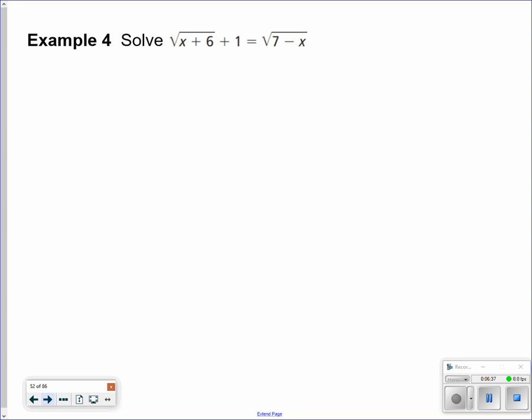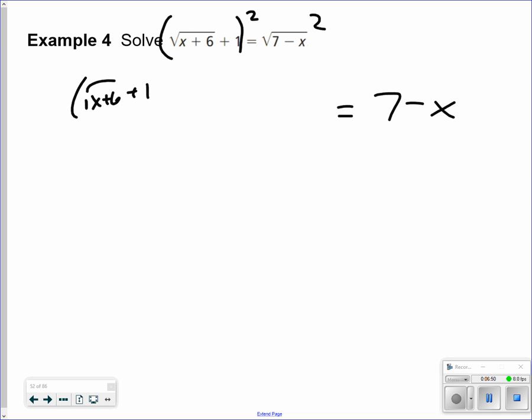Squaring both sides. Now, this one is pretty in-depth, not going to lie. I'm going to square this entire side. So 7 minus x, that's not a big deal. But the square root of x plus 6 plus 1 times the square root of x plus 6 plus 1 is a little more in-depth.